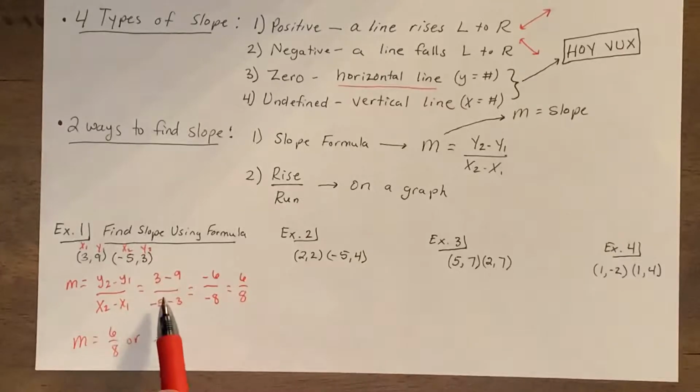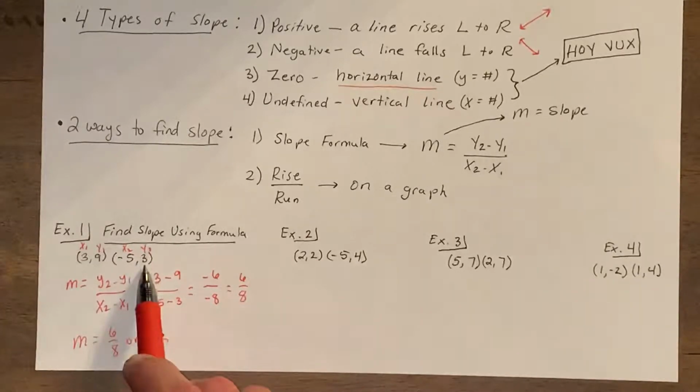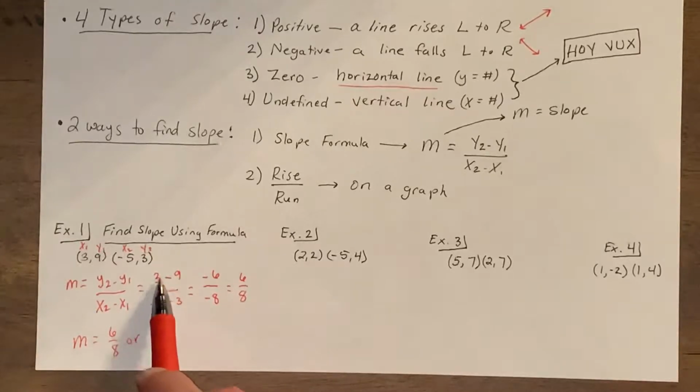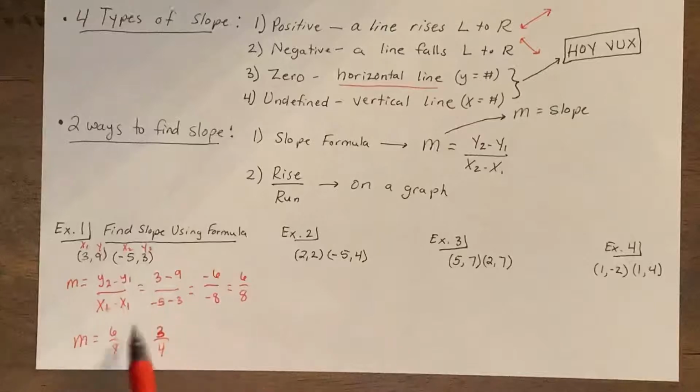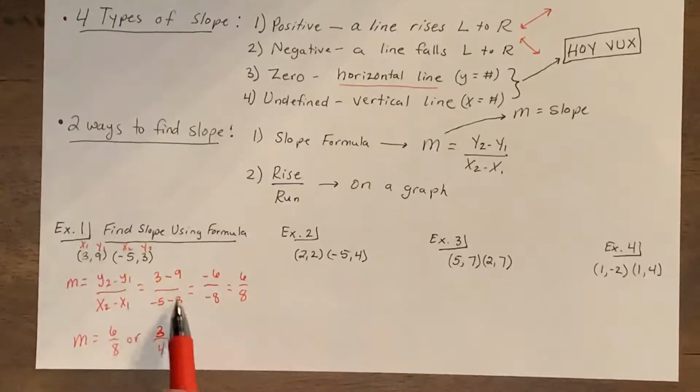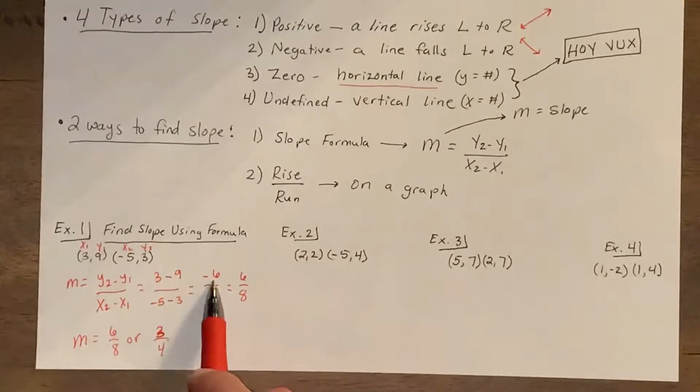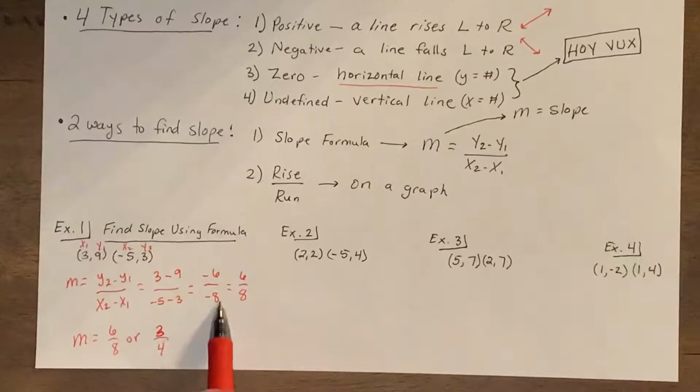So now I start plugging in my numbers. So I look for y2, that was right here. So I put 3. Minus y1 was 9, so 3 minus 9. Then I go to my x-coordinates. x2 was -5. Minus x1 was 3. So 3 minus 9 is -6. And -5 minus 3 is -8.